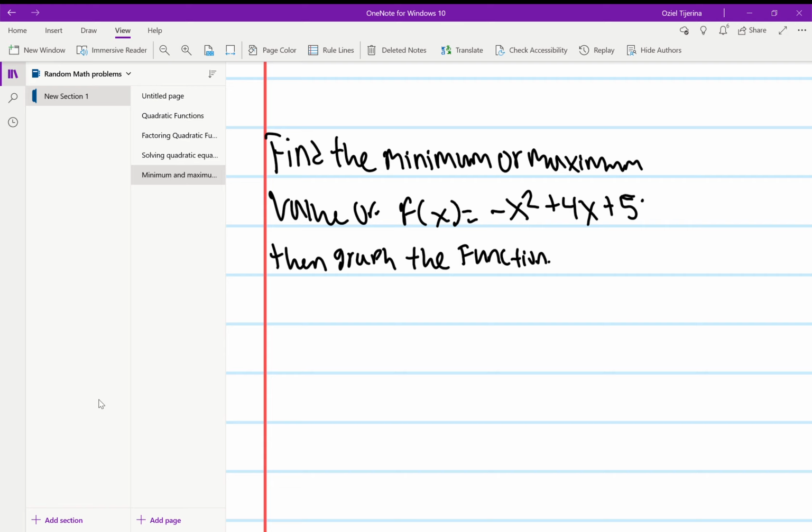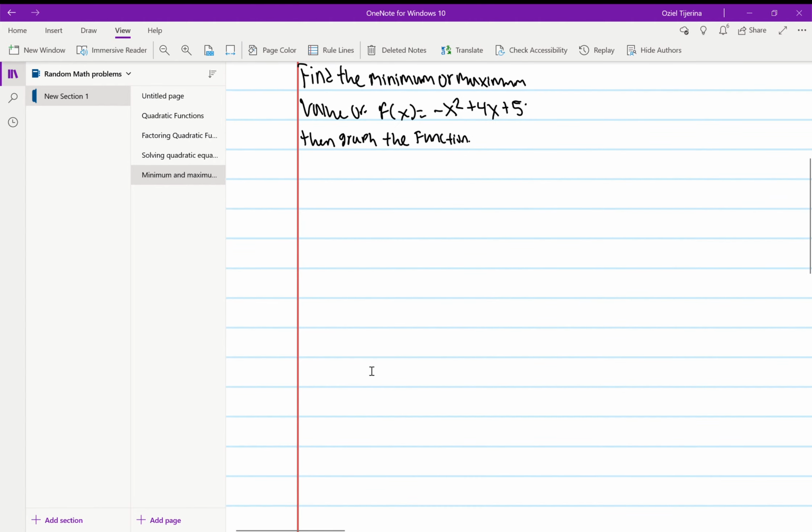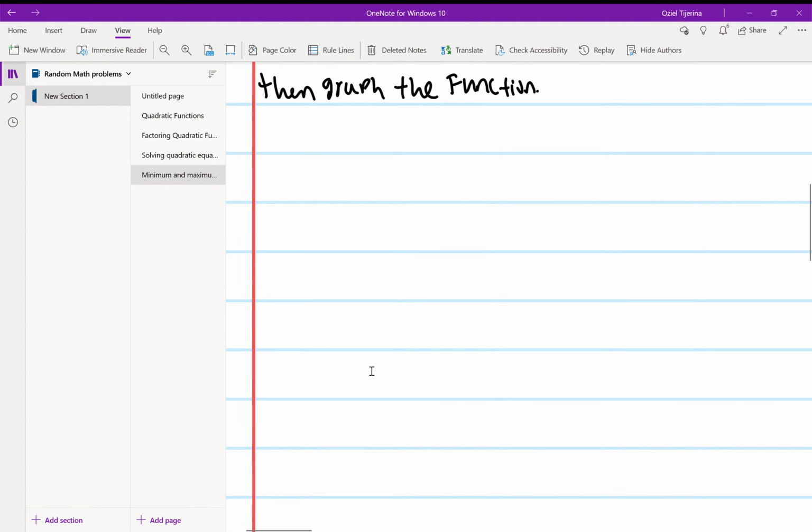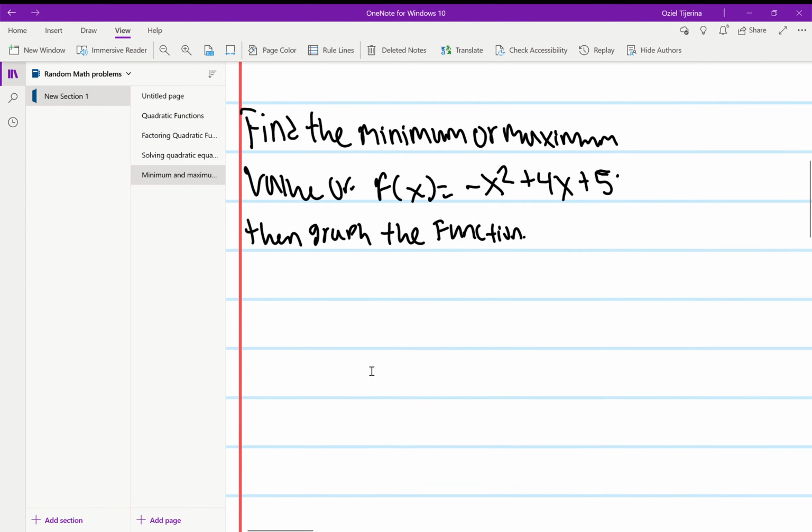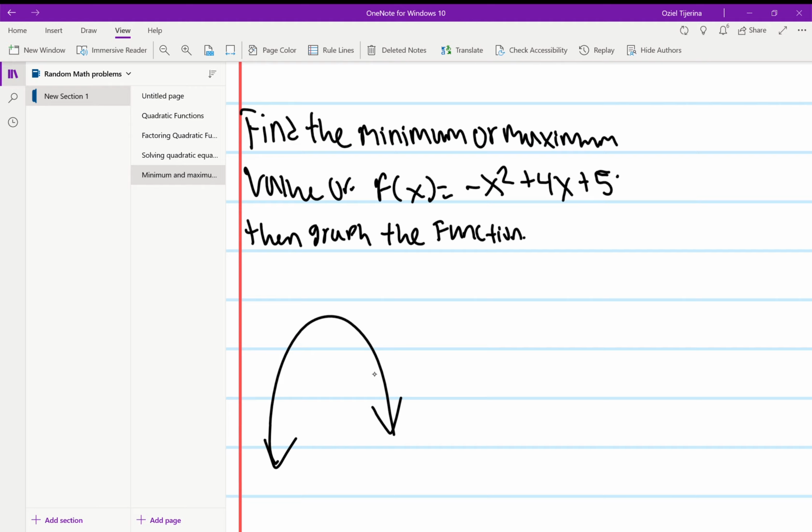Okay, so for this one, it says, find the minimum or maximum value of f of x equals negative x squared plus 4x plus 5. Then graph the function. So what this means is we already know how a quadratic looks: it either looks like this when a is less than 0, or it looks like this when a is greater than 0.